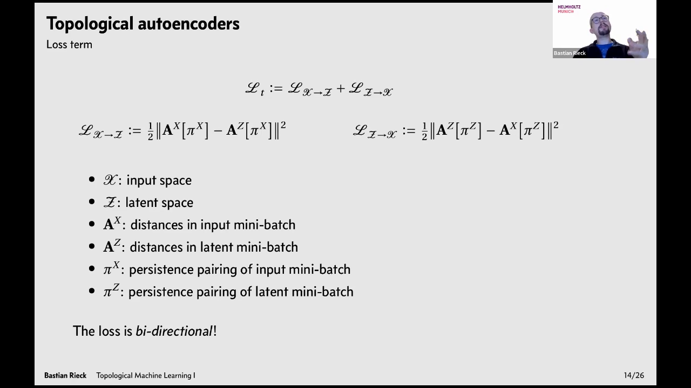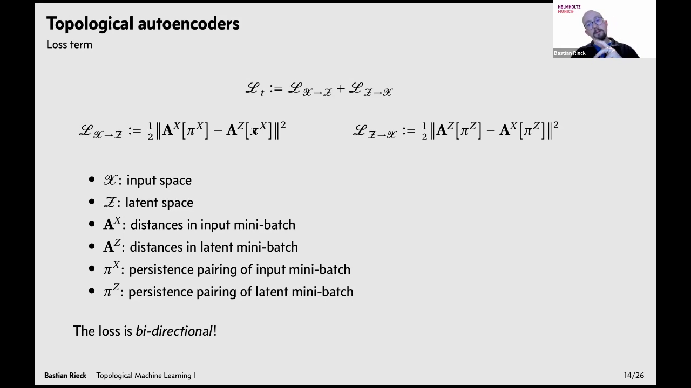So the pairing means that we just take a look at which point is paired with which simplex in the persistent homology calculation. And we can use that to subset the distance matrix, because if we stay in dimension 0, we know that every vertex has a corresponding edge thanks to the persistence pairing lemma. So we can calculate this, and then we subset the matrix of distances in the latent mini batch with the same persistence pairing, and we compare those.